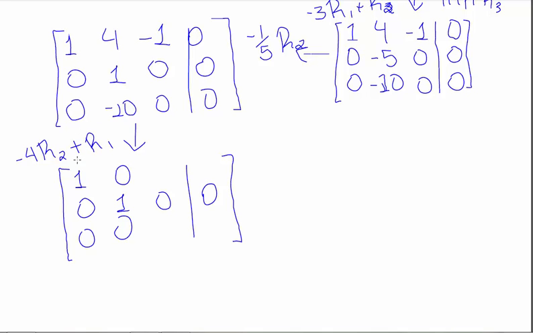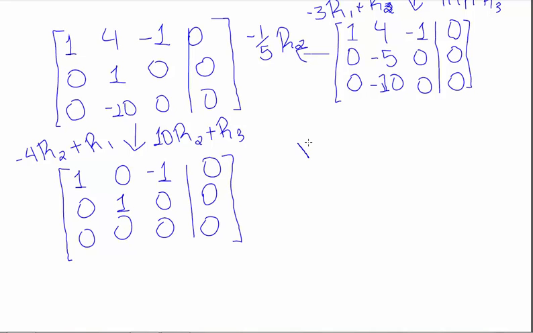To get the first one, we'll do negative 4 times the second row plus the first row. That gives us 0 plus 1 is 1. Negative 4 plus 4 is 0. 0 minus 1 is negative 1. And 0 plus 0 is 0. To get the second one, we'll do 10 times row 2 plus row 3. And you'll see that that gives zeros all the way across.